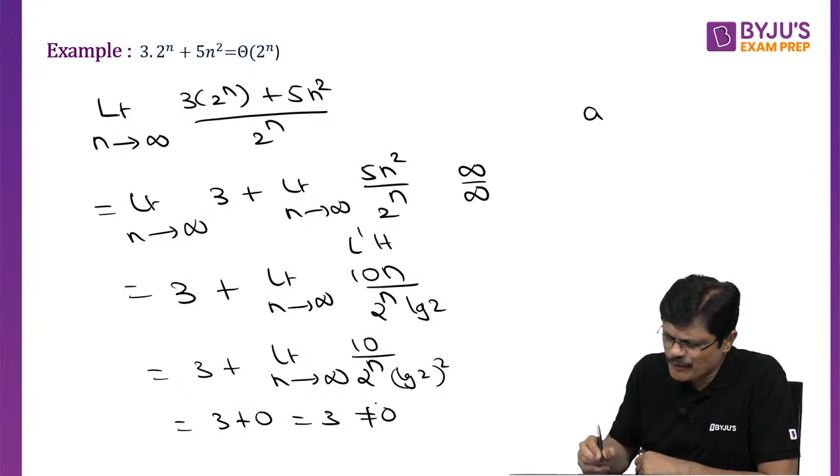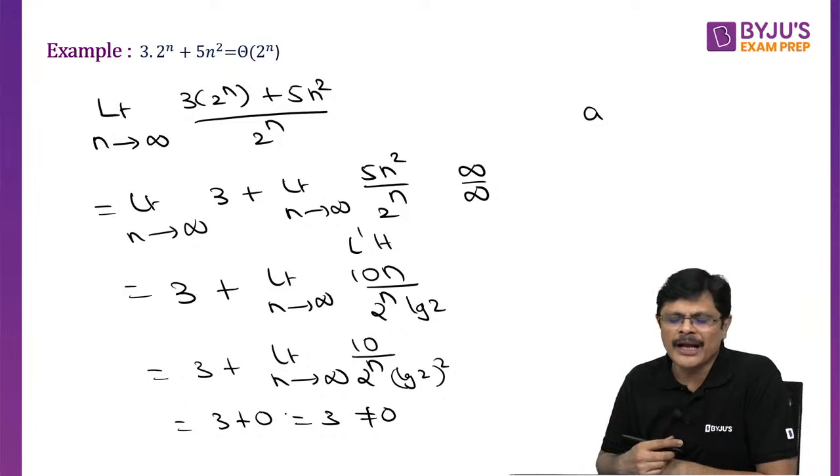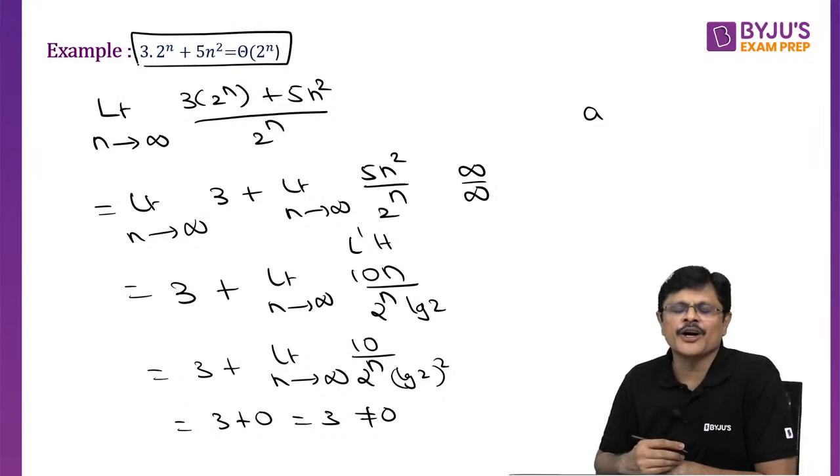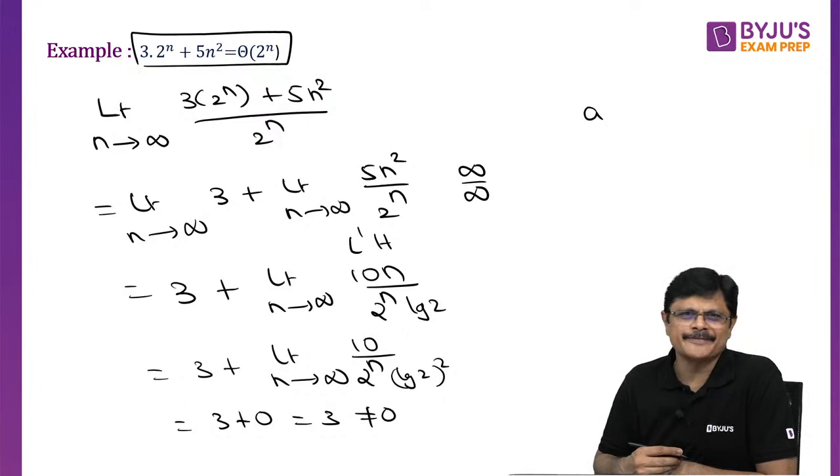Because it is a non-zero finite quantity, therefore we can say that this function is big theta of 2 power n. That's it. Hope you understand.